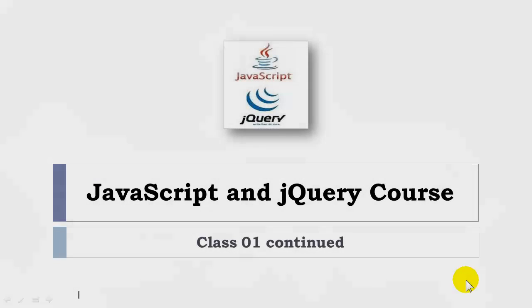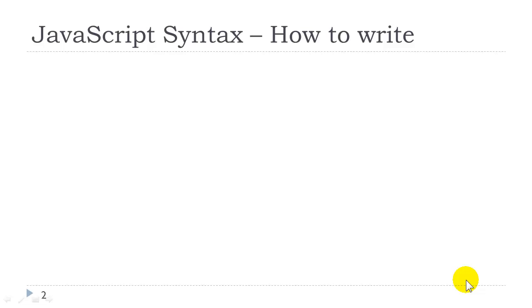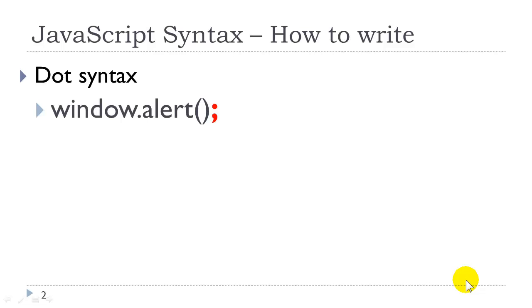Let's continue with our class. We will learn how to write JavaScript using the JavaScript syntax. JavaScript uses the dot syntax. And here is an example, window.alert. We are using the window object and calling the alert method. Notice there is a semicolon. You will always have a semicolon at the end of a statement.